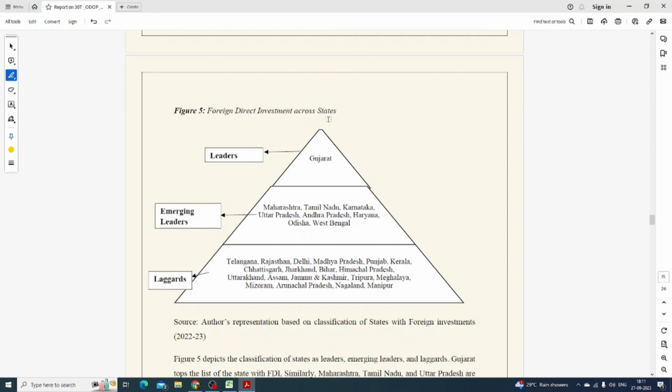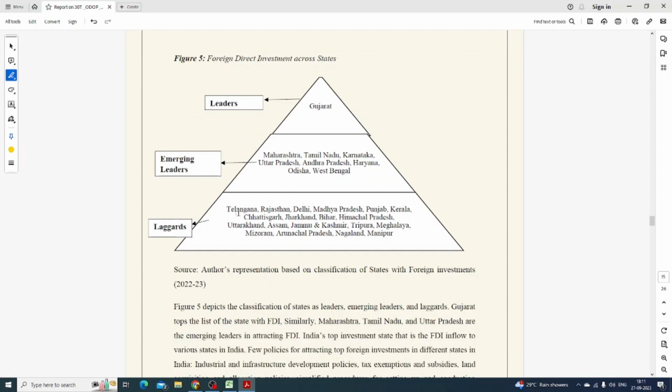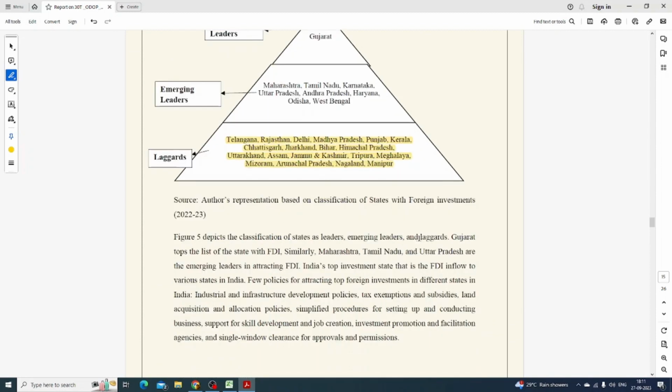Then coming to the state-wise data, they have given how many foreign FDIs are active in a state, and the highest active state is Gujarat. They are getting the highest FDIs, and then the emerging leaders are Maharashtra, Tamil Nadu, Karnataka, Uttar Pradesh, etc. And then you have states lagging in FDI investment. So these are the states where the FDIs are least interested or less interested.